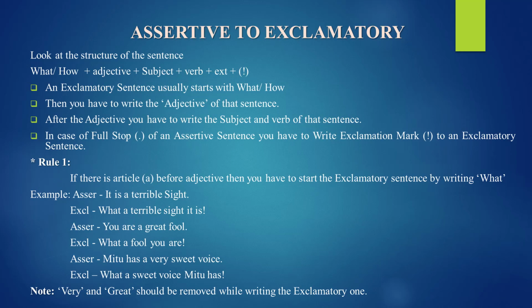Now, rule 1. If there is an article before the adjective, then you have to start the exclamatory sentence by writing what. Example. It is a terrible sight. Exclamatory. What a terrible sight it is. You are a great fool. Exclamatory. What a fool you are. Meetu has a very sweet voice. Exclamatory. What a sweet voice Meetu has. Note. Very and great should be removed while writing the exclamatory one.